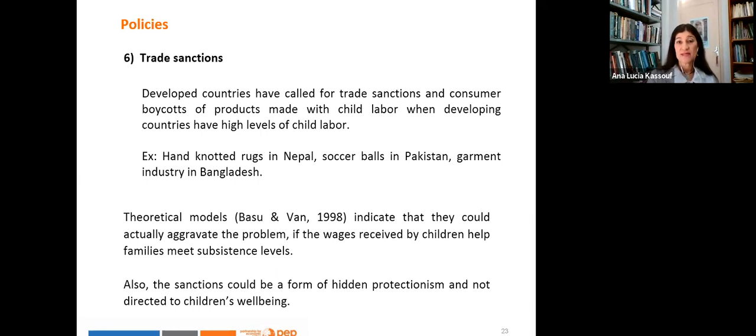Theoretical models indicate that sanctions could even aggravate the problem if the wage received by children helps families meet subsistence levels. So we should be careful. Also, the sanctions could be a form of hidden protectionism and not directed to children's well-being. The country does not want to buy the product and so has an excuse for that.